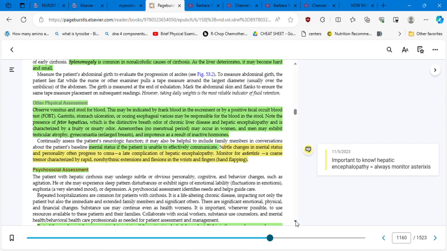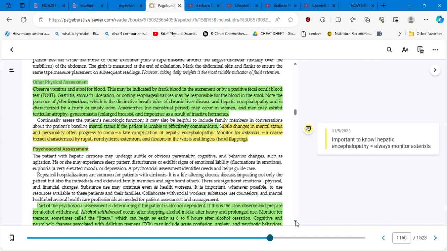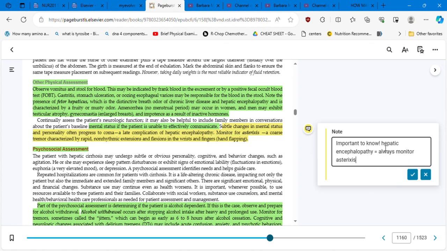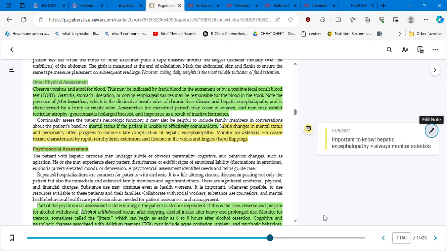Assess mental status, especially if the patient is unable to effectively communicate. Subtle changes in mental status and personality may progress to coma, a late complication of hepatic encephalopathy. Monitor for asterixis, a coarse tremor characterized by rapid, nonrhythmic extension and flexion in the wrists and fingers. We saw the video. Very important to know: with hepatic encephalopathy, always monitor for asterixis.